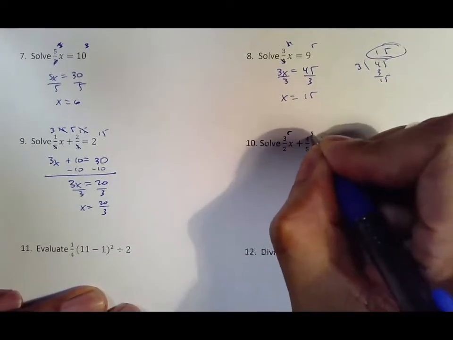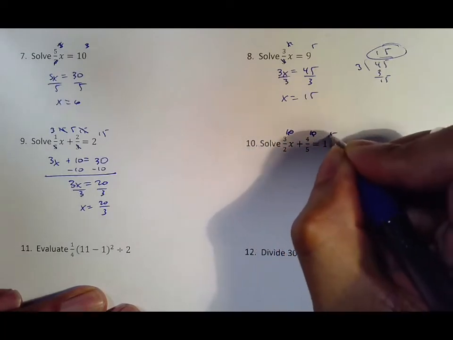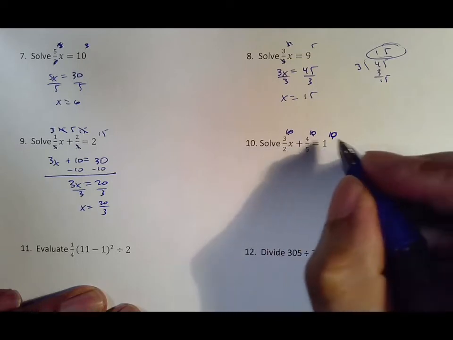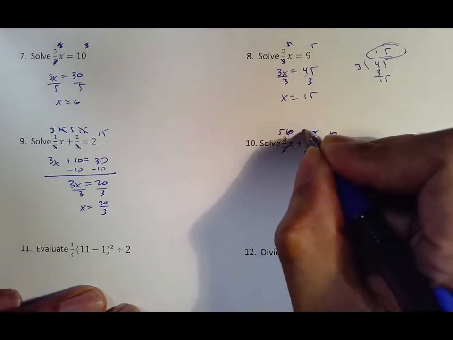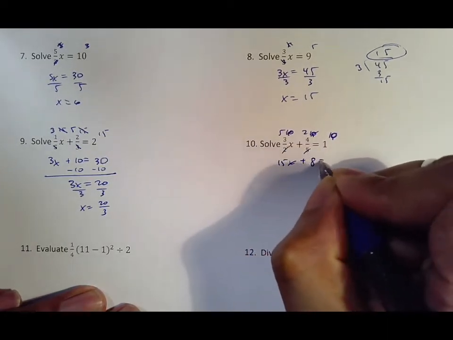5 and 2 both meet at 10. Getting ahead of myself here. They both meet at 10. 5 wouldn't work because 2 doesn't divide into 5. But again, 10 divided by 2 turns into 5. And 10 divided by 5 turns into 2. That makes 15x. That makes 8.